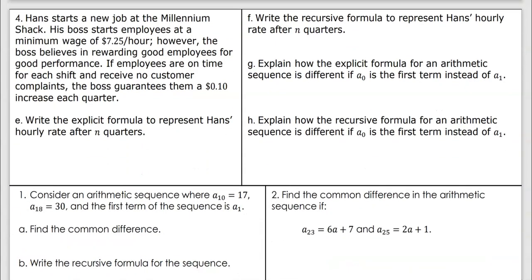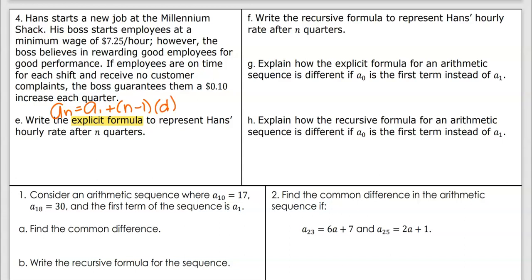I have the description there for you again, so you don't have to keep flipping back and forth. Now I want you to write the explicit formula to represent Hans's hourly rate after n quarters. We don't know how many quarters. It specifies the explicit formula. So that's where we have a sub n equals our first term plus n minus 1 times our difference.